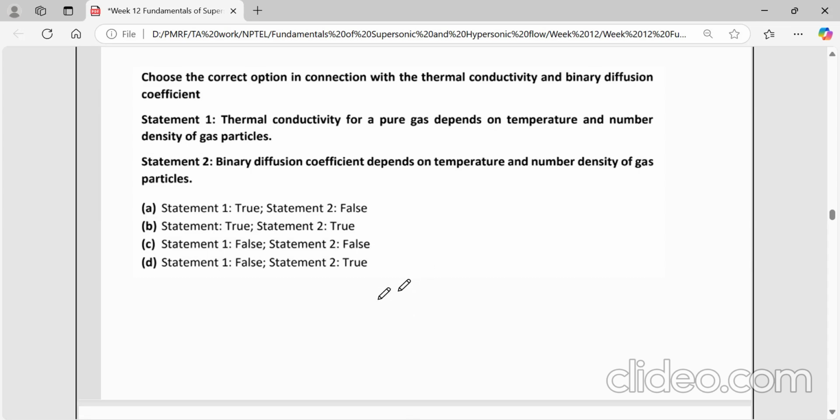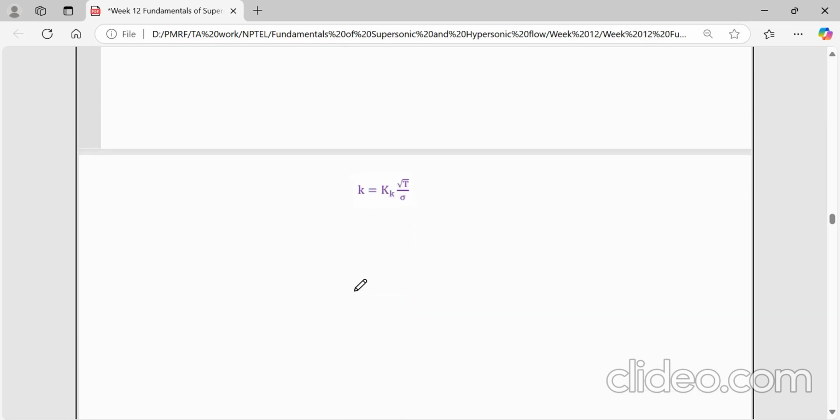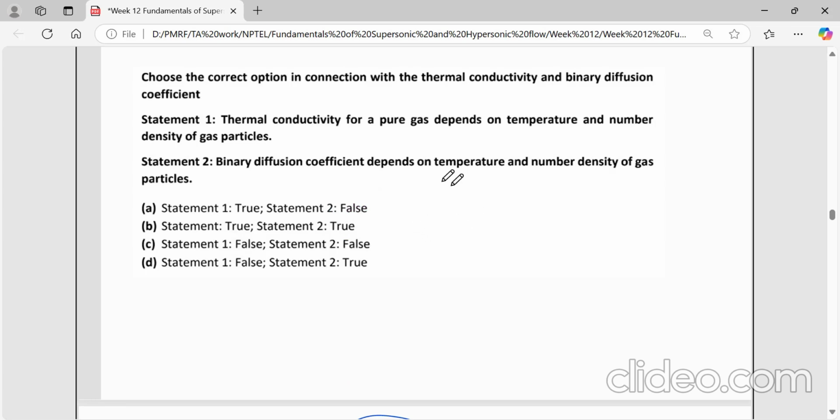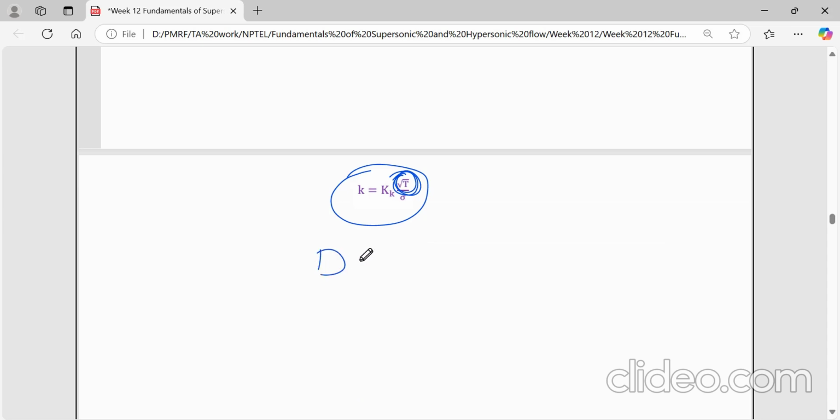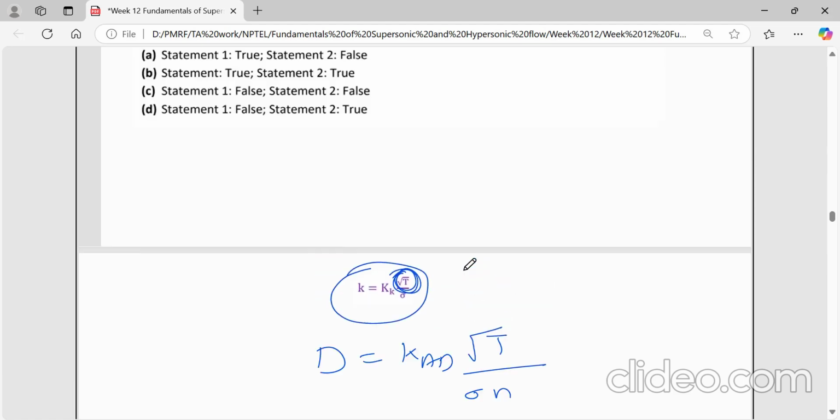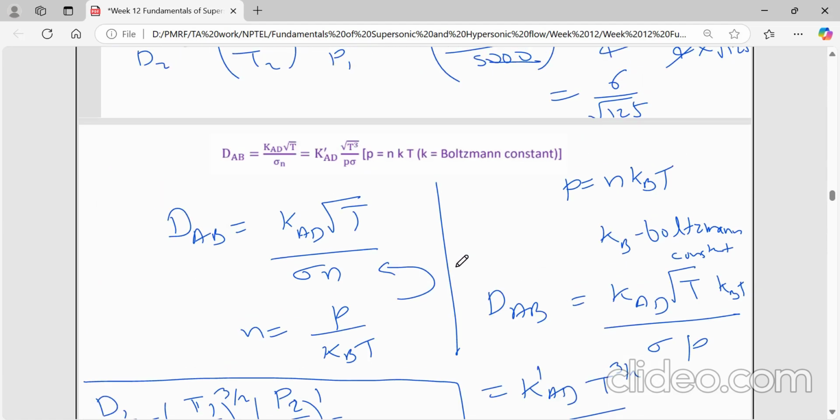So first, thermal conductivity. Thermal conductivity is given by the formula K, K under root T upon sigma. So from this formula you can see that it is dependent on only temperature, not number density. So statement 1 says that it depends on both temperature and number density, which is false. And if you see the binary diffusion coefficient, D is given by K_AD under root T upon sigma n. This formula we have seen before, this one.